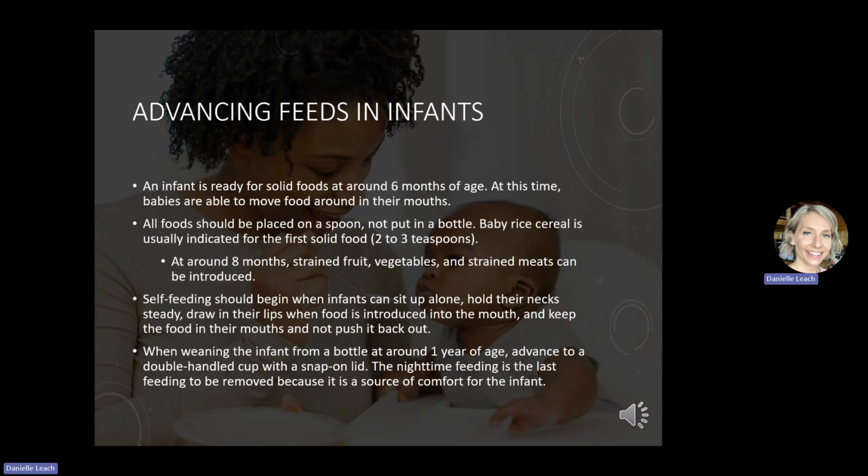Self-feeding, so like a baby basically picking stuff up themselves. Again, they need to be able to sit up straight, hold their necks steady. They need to be able to have the pincer grasp to pick up food, which is usually around 9 months of age.